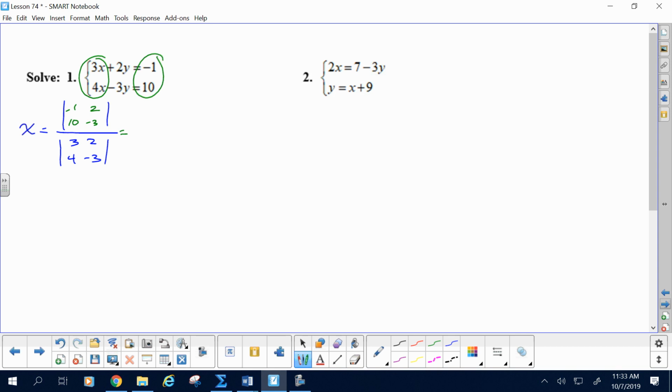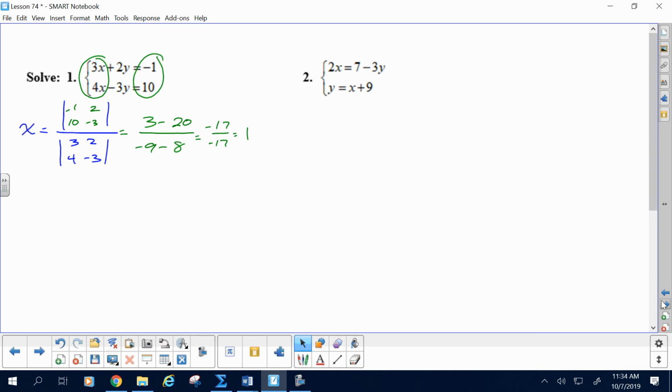What's down to the right minus up to the right in the top? 3 minus 20. And the denominator? Negative 9 minus 8. So did I get something like negative 17 over negative 17 or positive 1? Now that is the intersection point x. That's the x of the meeting point.